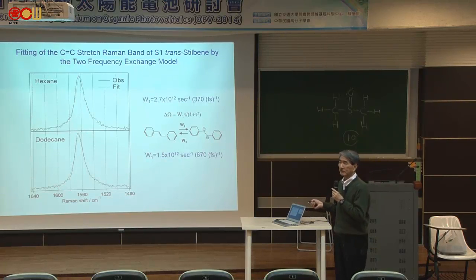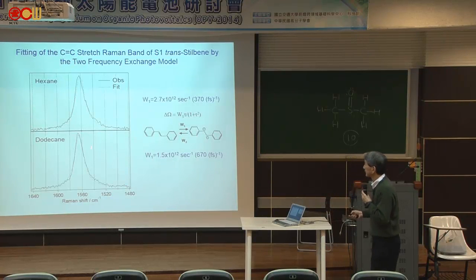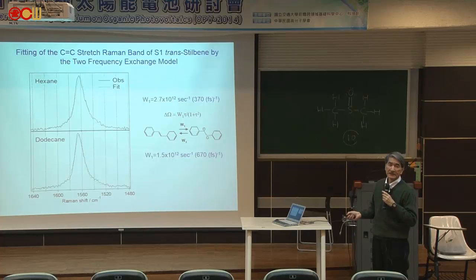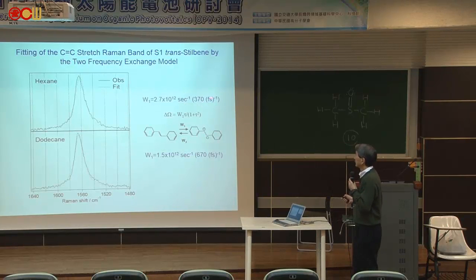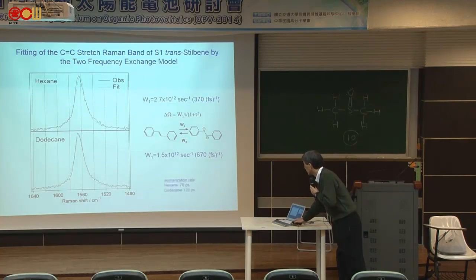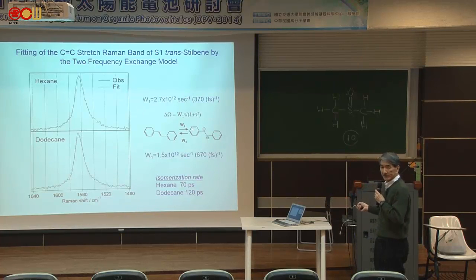It should be related with the viscosity that I mentioned. If the solvent is very viscous, then the solvent fluctuation is slow, and that makes this fluctuation slower. That is our understanding. And we now know that the rate of dynamic polarization is much larger in hexane than in dodecane. And the isomerization time is 70 picoseconds in hexane and 120 picoseconds in dodecane.